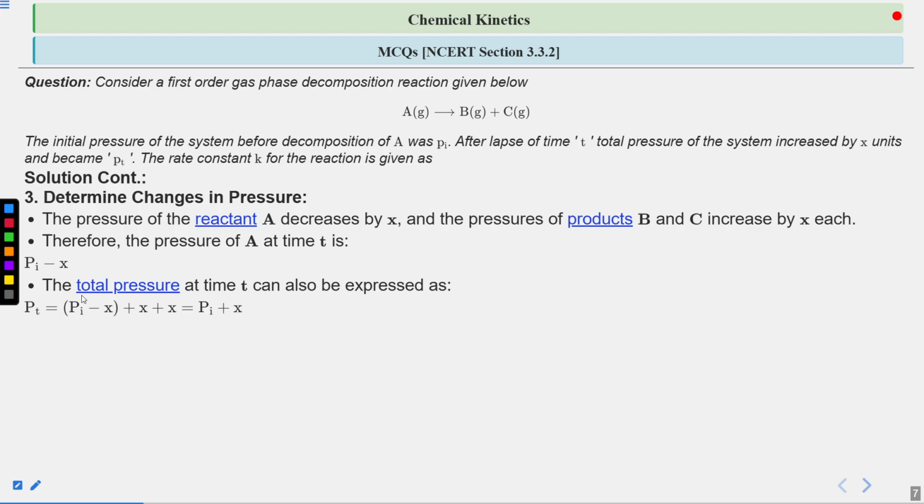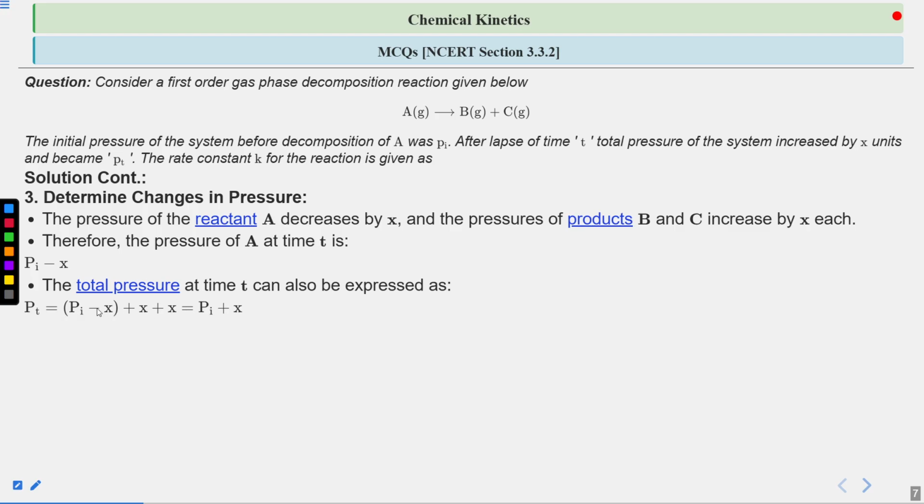Total pressure at time T can also be expressed as the pressure of A plus the pressure of the products, that is X plus X. Okay, so total pressure is considered as the whole pressure of the system, or you can say the sum of the pressures of the reactants and the products. So the reactant is A, so the A pressure at time T is Pi minus X, plus the B pressure at time T is X, plus the C pressure at time T is X. So this is the total pressure.